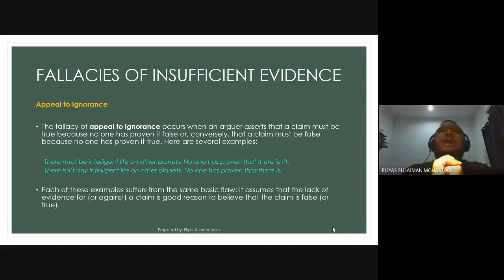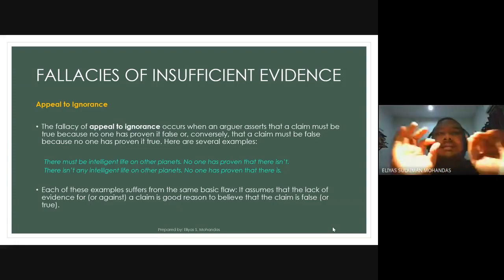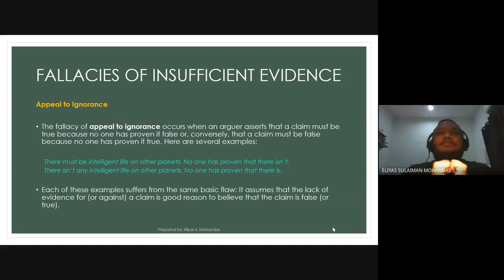Just because no one has seen a ghost in that old house does not mean that old house is not haunted. But because you are making a claim, no one has seen a ghost, therefore the house is not haunted. Not necessarily. So appeal to ignorance is where you are trying to say that because no one has proven it, therefore it has to be false.